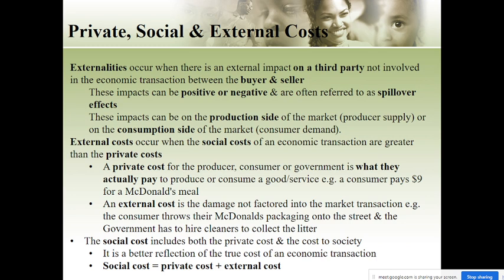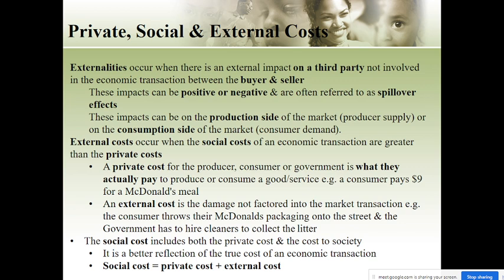And what is private cost? Private cost for the producer, consumer, or the government is what they actually pay to produce or consume the goods and services. For example, if you are going to order something from McDonald's, what is the actual private cost for that particular product? You are taking a product, but still you have to pay the taxes. Sometimes you have other costs as well. But what is the genuine price of that particular product?